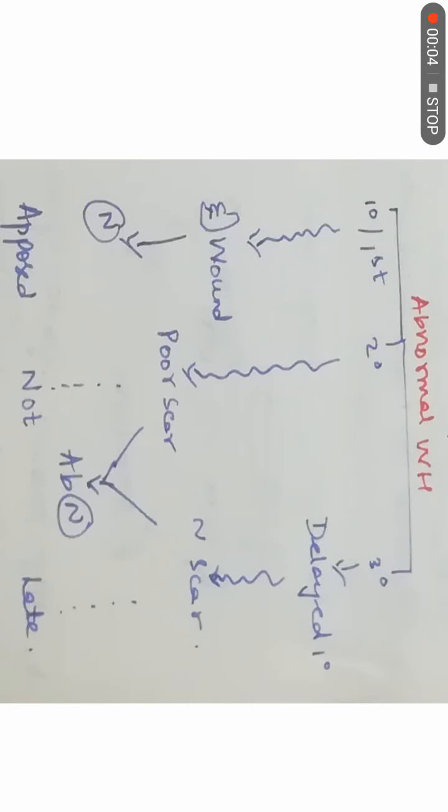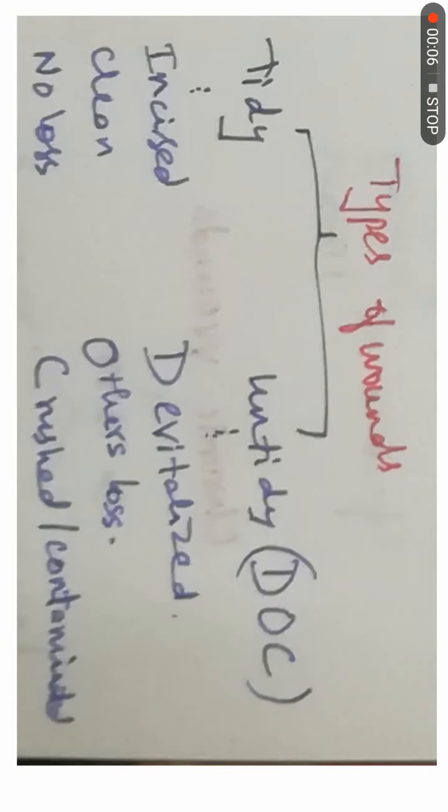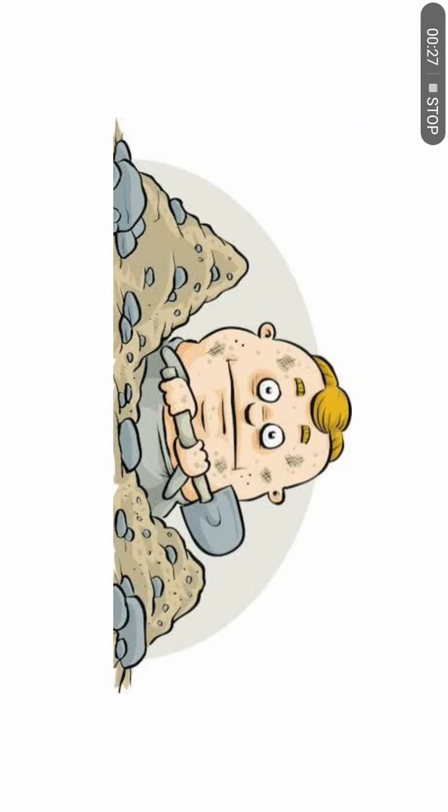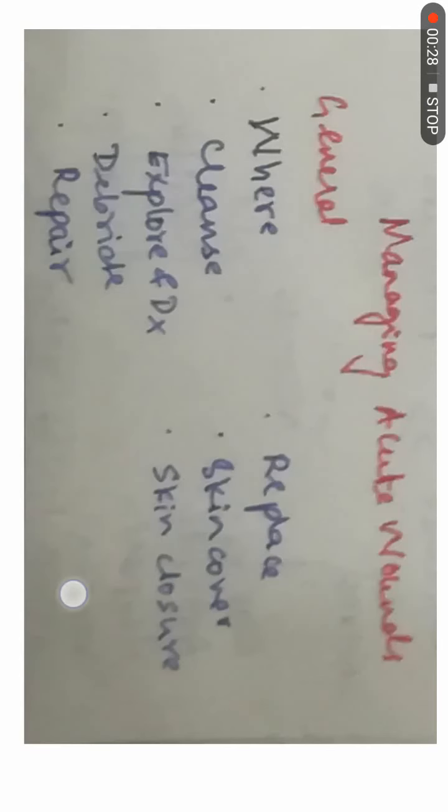That is called the delayed primary or the tertiary intention. And there are some types of wounds, tidy and untidy wounds. Tidy wounds are incised, clean wounds with no loss of tissue, whereas when you get an untidy wound, you go to a doctor, that's a mnemonic, DOC. D for devitalized tissue, O for other loss of tissue, and C for crushed or contaminated wound. And that's the untidy wound.